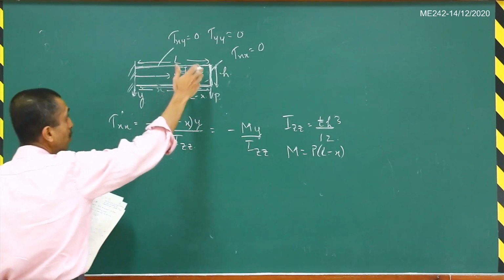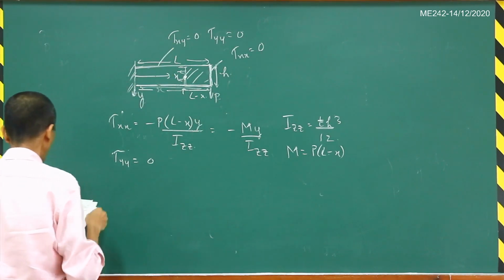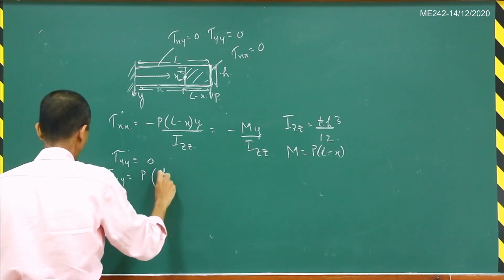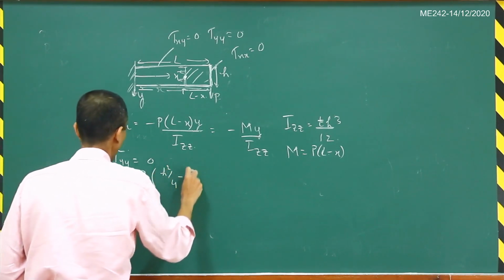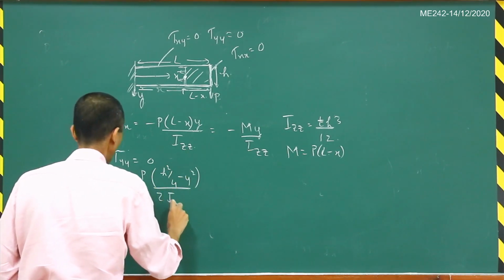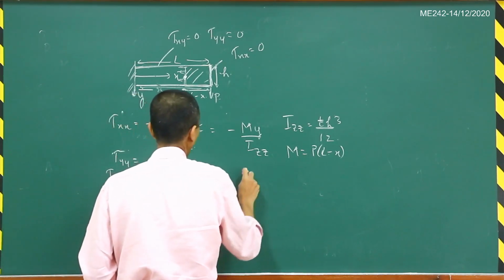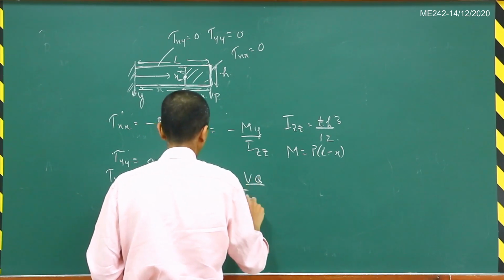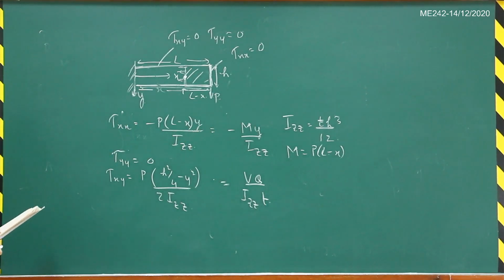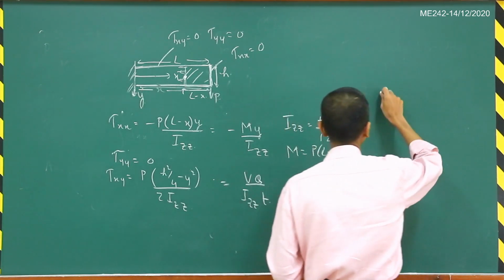That when we apply this load, we assume that there is no stress in the y direction. Then tau xy is equal to P times (h squared by 4 minus y squared) divided by 2 times I zz. And this formula is also matching with your VQ by I zz times P. Okay, so this is also in agreement with that particular formula, where this Q, if you recall, is the first moment, right, of this area.